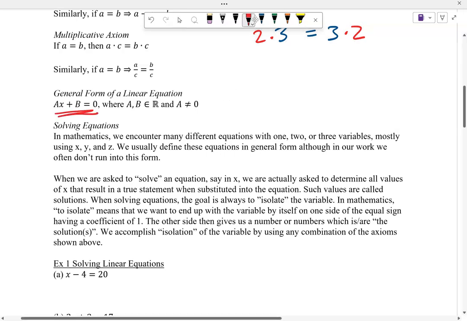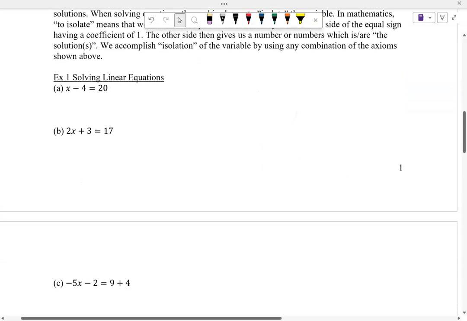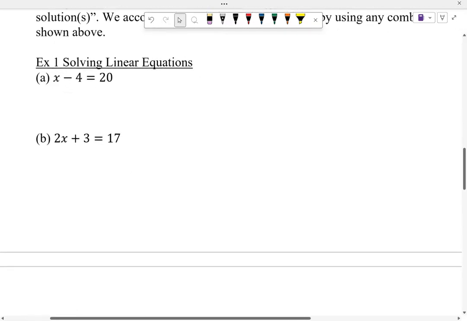And then we have a general form of a linear equation, and this is the general form, ax plus b equals 0. For example, like maybe 2x plus 3 equals 0. That's a linear equation. You have x just to a power of 1. That's your general form of that, right? And when you're solving linear equations, you're just solving for the variable. What value of x makes it true? And so we'll use these axioms to isolate the variable.